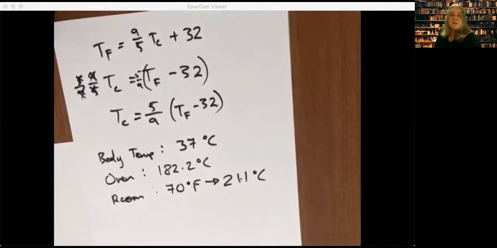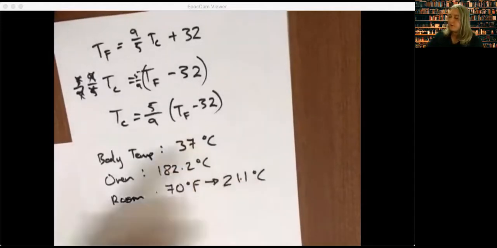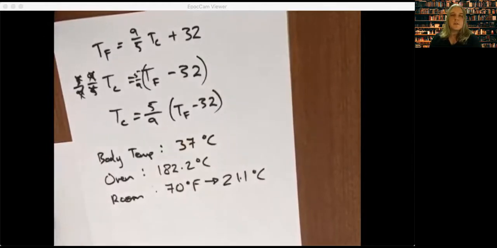To convert to Kelvin, we just add 273. I haven't done that on the slides, and I'm not going to do it here. I'm sure you can all add 273 to those numbers without issue.